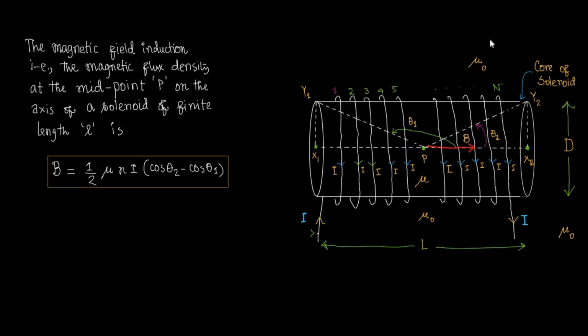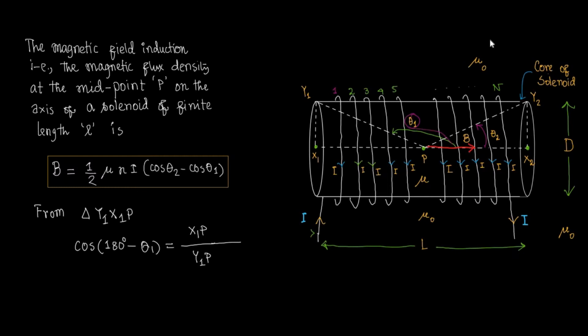From the triangle y1x1p, cos (180 degree minus theta 1) is equal to base by hypotenuse, that is x1p divided by y1p. Now theta 1 is the angle subtended by the oblique distance py1 of the end y1 from the midpoint P with the axis.